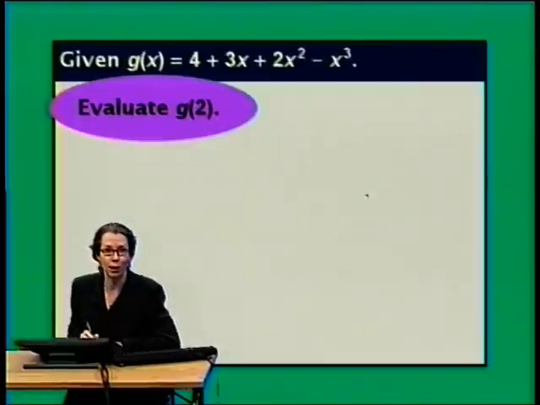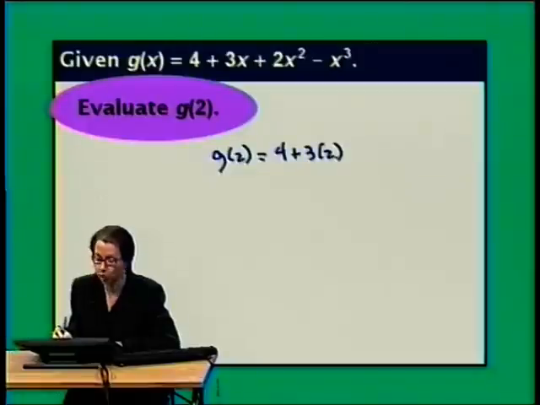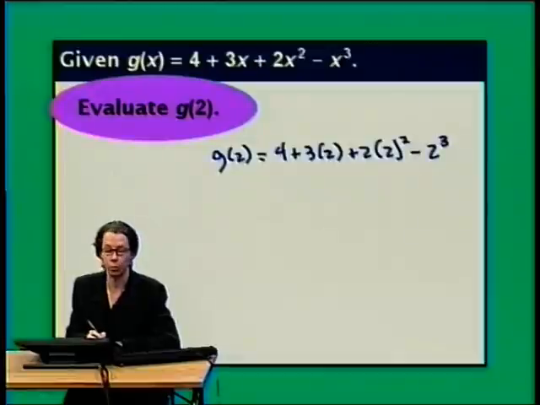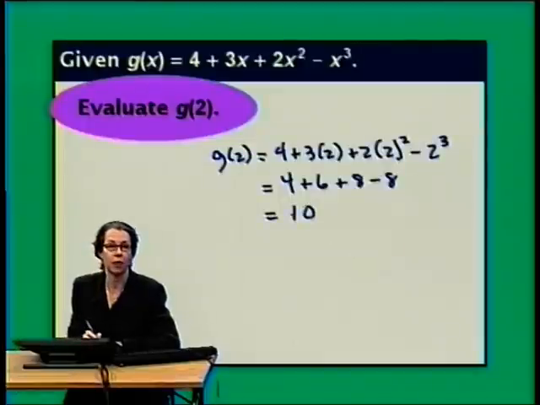We have another polynomial. We're calling it g of x, and we want to evaluate g of 2. So in this case, g of 2 is going to be 4 plus 3 times 2, I'm just dropping in that 2 for x, plus 2 times 2 squared minus 2 cubed. So I have 4 plus 6 plus 8 minus 8, and this just simplifies to 10.